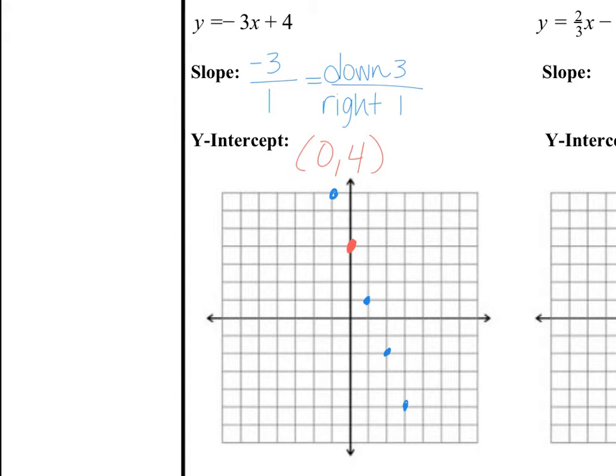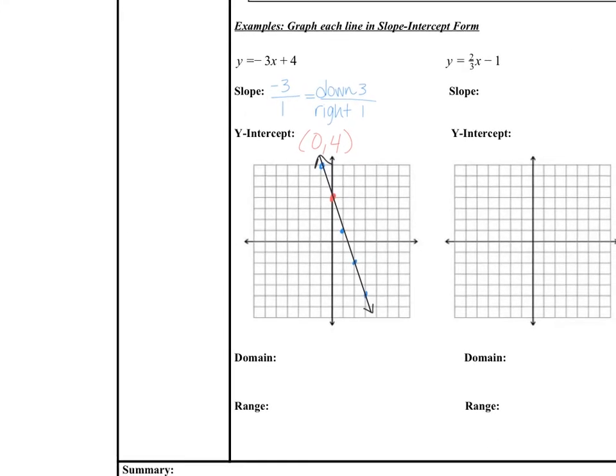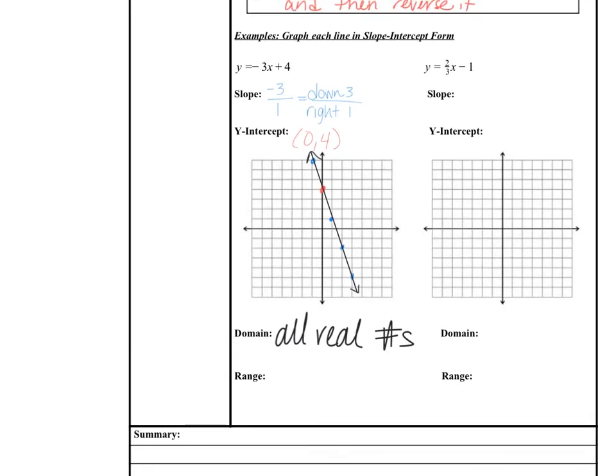Oh my goodness, I don't want that. I was trying to get a line. That's better. Okay. Make sure it has arrows because it goes forever in both directions. Speaking of arrows, since it goes forever to the left and forever to the right, what's the domain? All real numbers. And it goes forever up, forever down. What's the range? All real numbers.